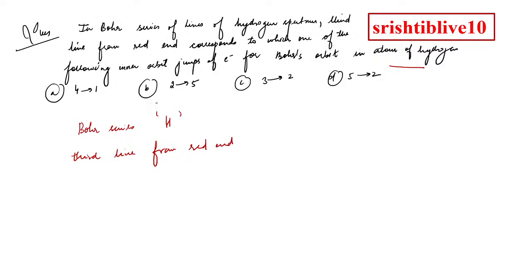So the question is, in the Bohr series of lines of the hydrogen spectrum, the third line from the red end corresponds to which one of the following inner orbital jumps of electrons? You have to tell the value of n final and n initial. The information given is that it's a Bohr series of the hydrogen spectrum, and you have to tell the n values for the third line from the red end. So this is the question.